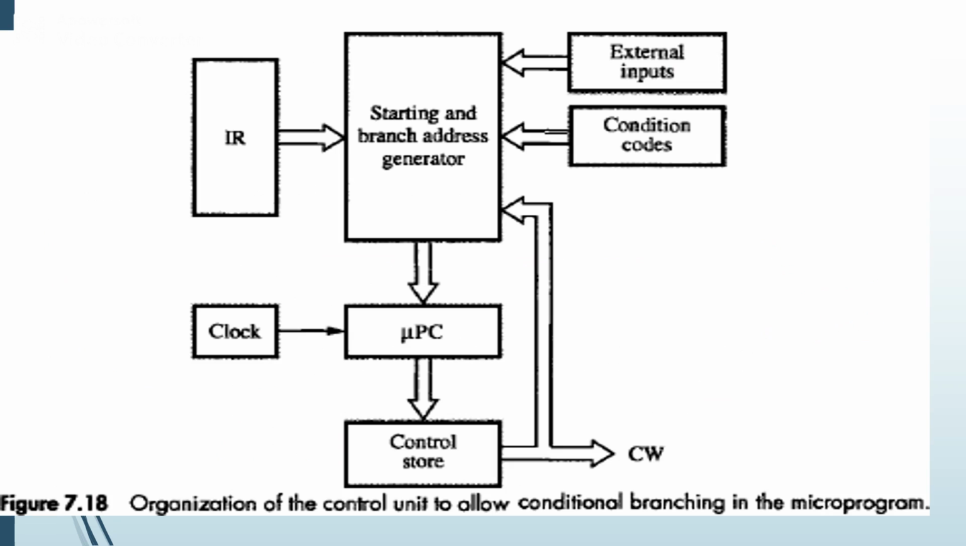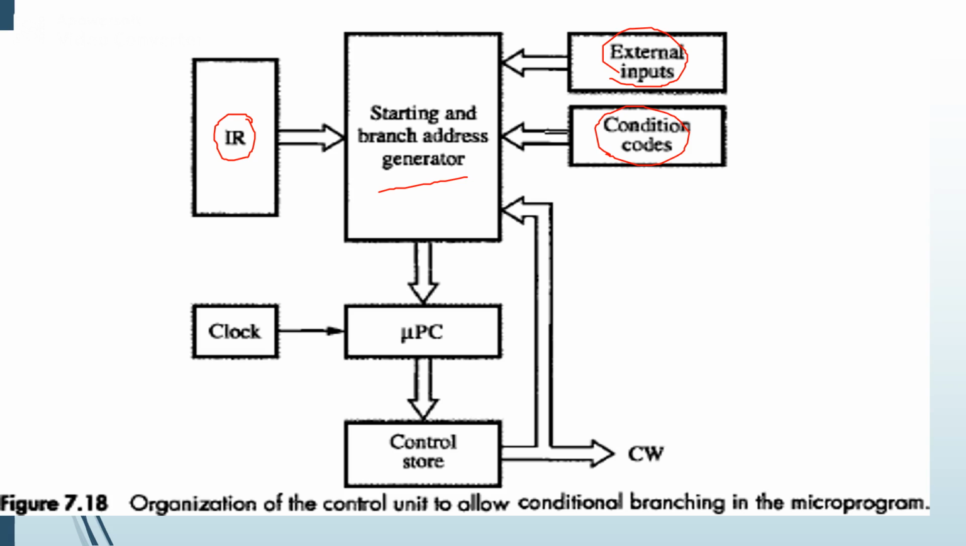The modified microprogrammed control unit is shown in the diagram. The starting and branch address generator block receives input from external inputs, condition codes, and from IR. In this control unit, the MuPC is incremented every time a new instruction is fetched from the control store.